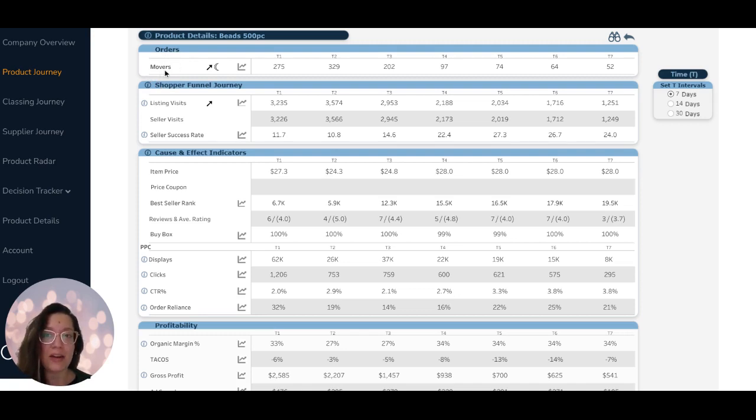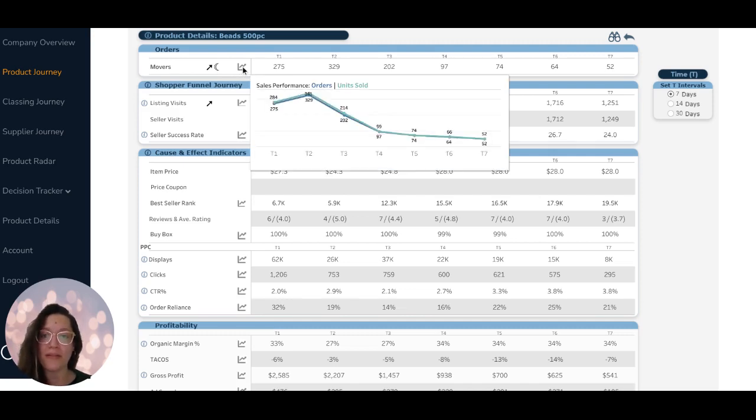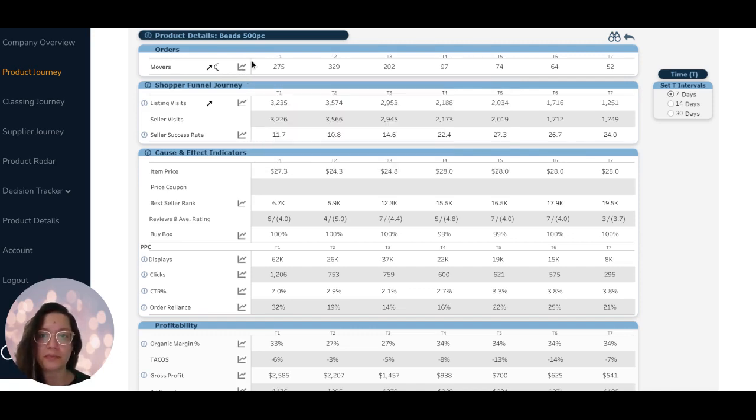Here we see the category that this product belongs to, as well as the icons indicating that in the midterm, this item has increased its order numbers, but in the short term between T2 to T1, there's been a decrease. If I hover over the graph, I see the order numbers in graph form as well as the units sold as reflected in the lighter green color.